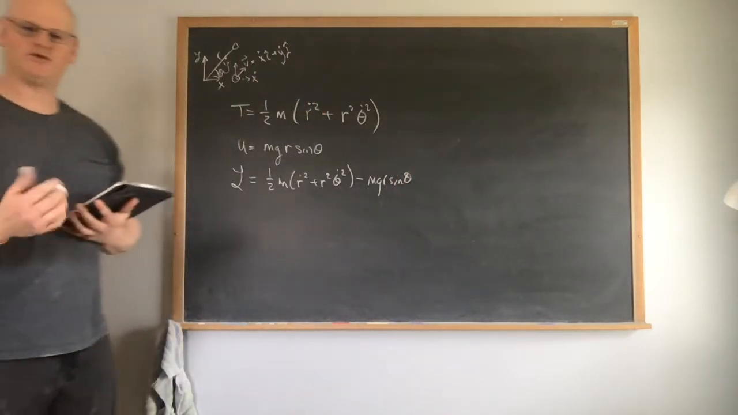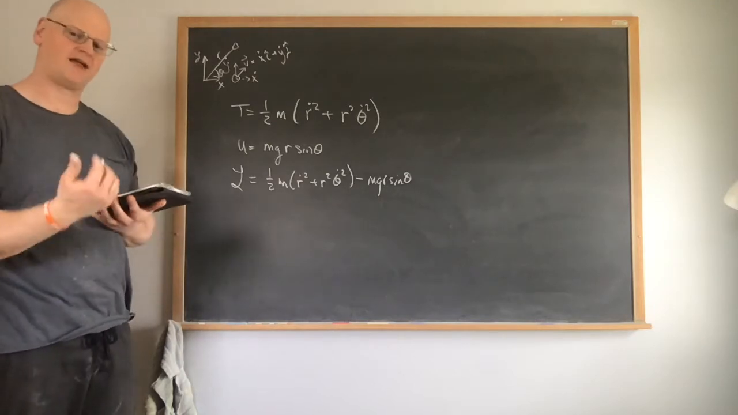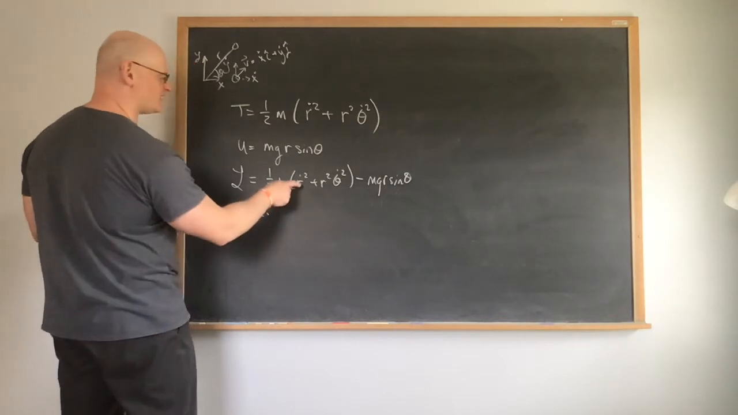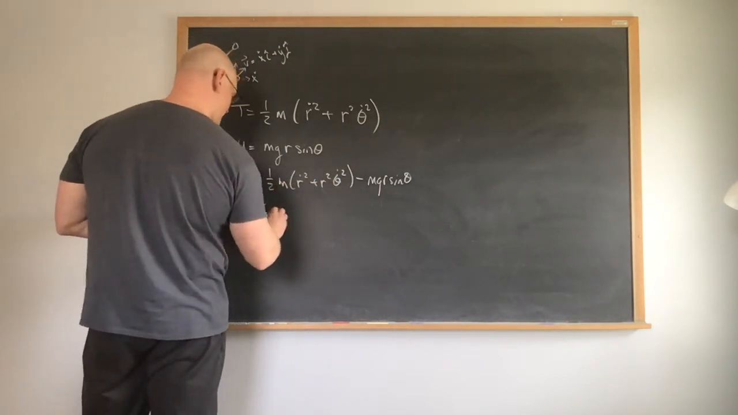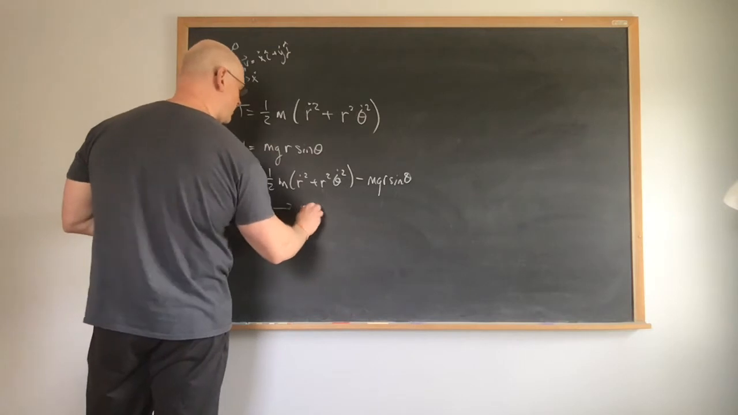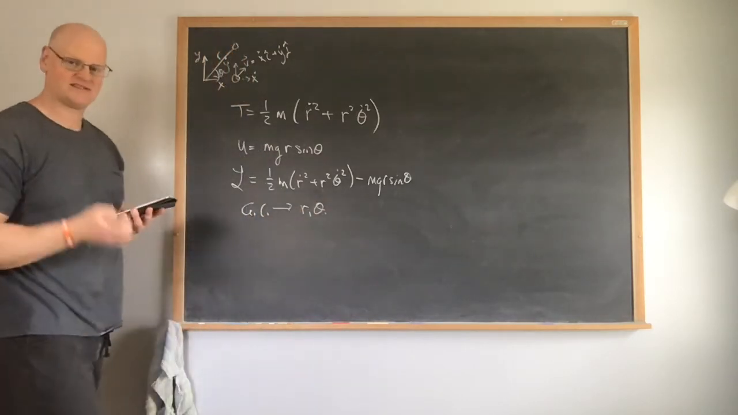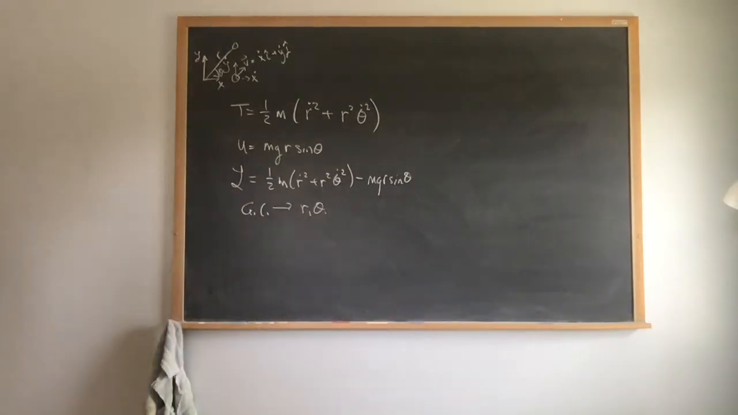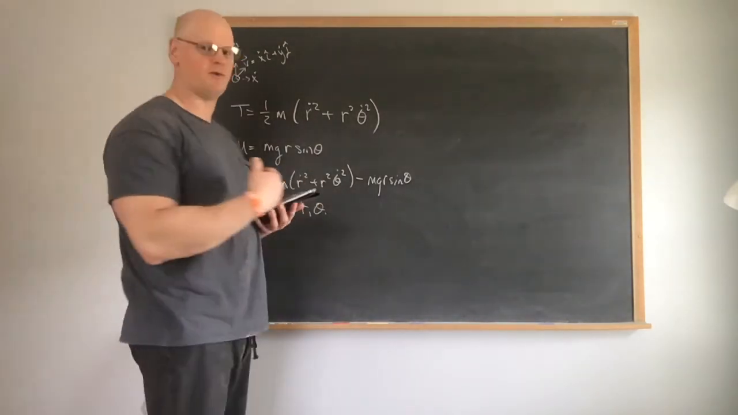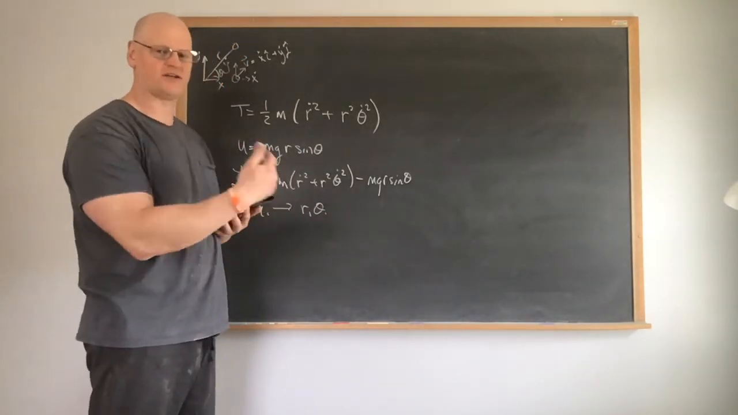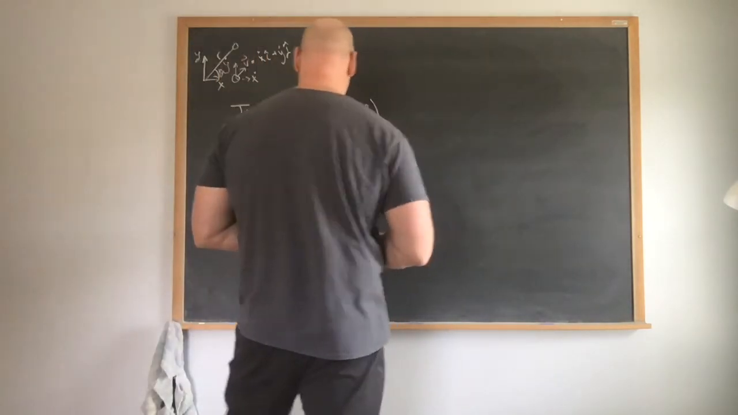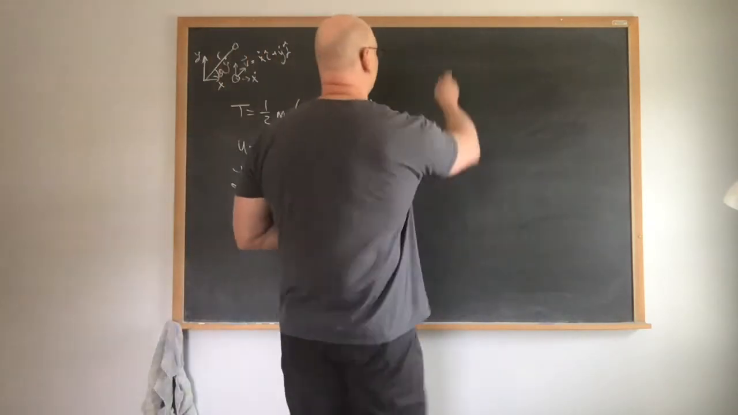Again, we have 2 degrees of freedom, meaning we have 2 generalized coordinates. In this case, our generalized coordinates are simply r and theta. Since I have 2 generalized coordinates, I have to consider the equations of motion in both of those directions, which means we have an equation of motion in the r direction as well as in the theta direction. So let's do the r direction first.